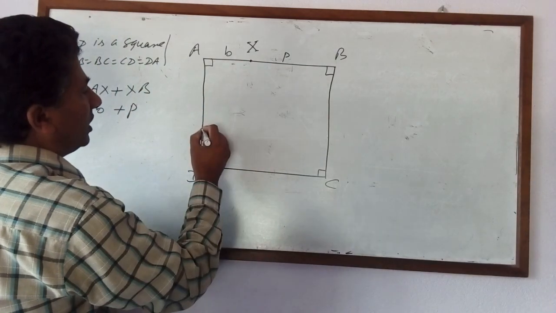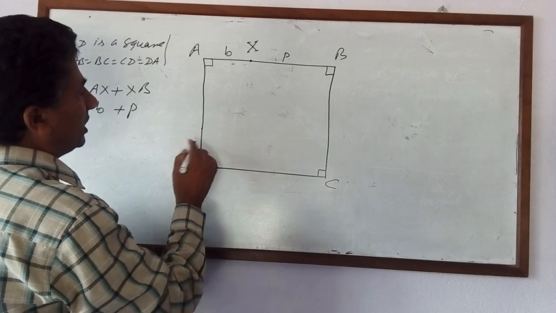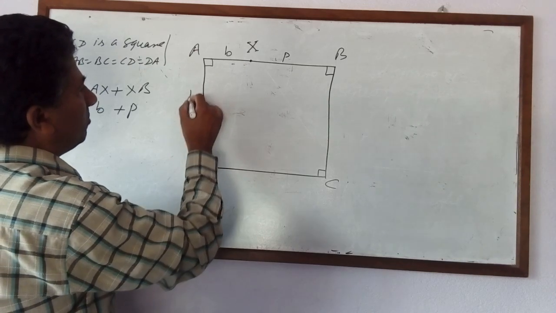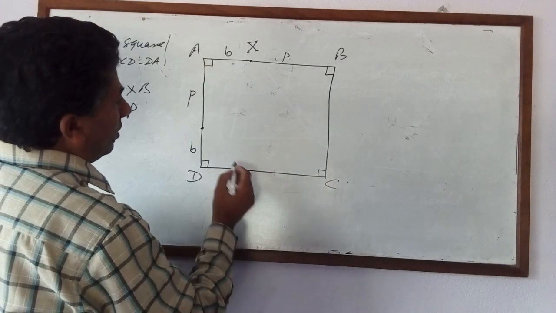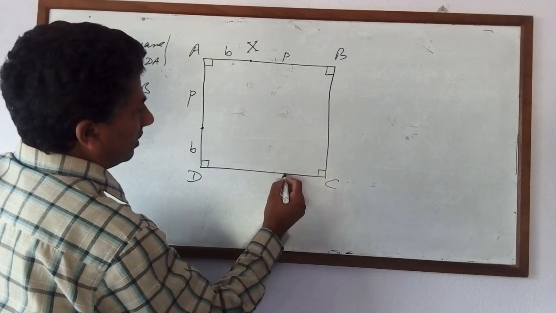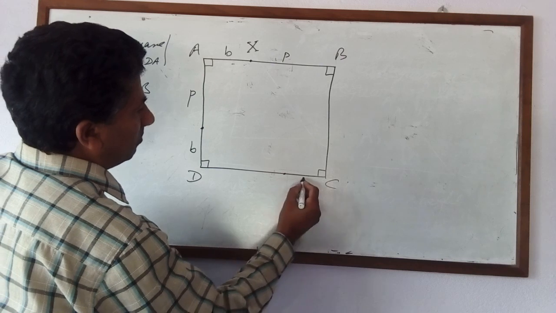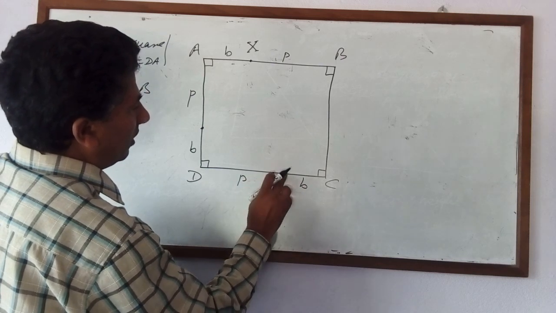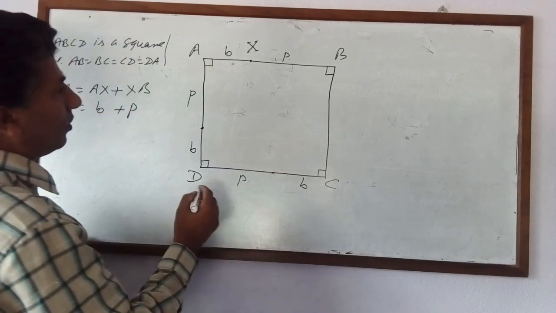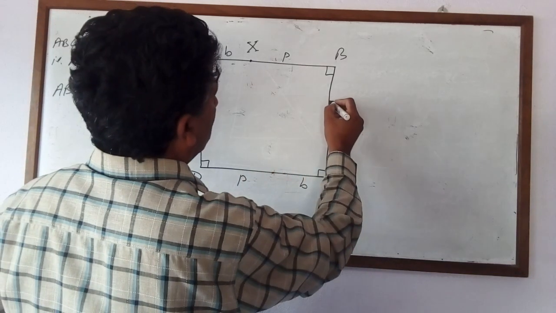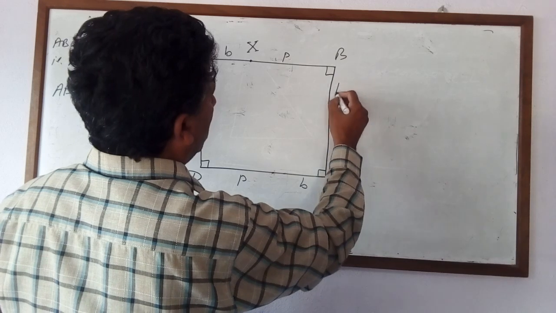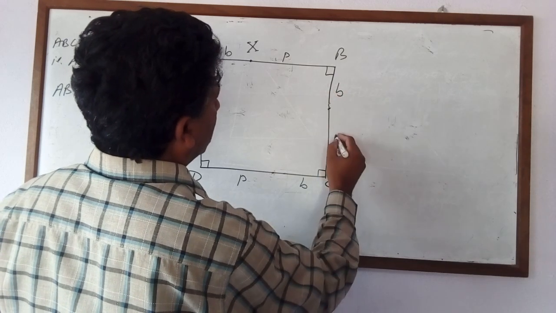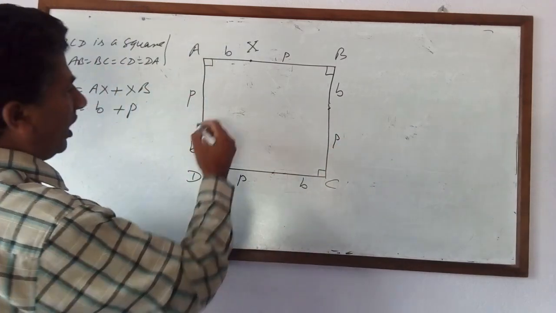This much is another point. This side I have taken: this one is B, this one is P. Here also this much is B, this much is P. Here also this much is B, and on this side I'll take P. Now I'll join these.